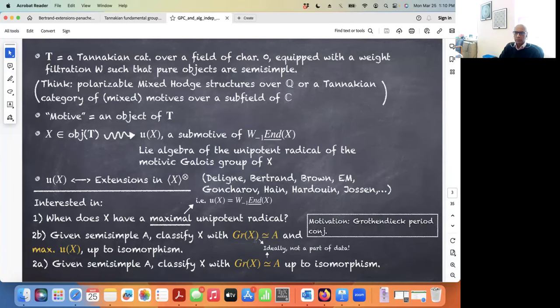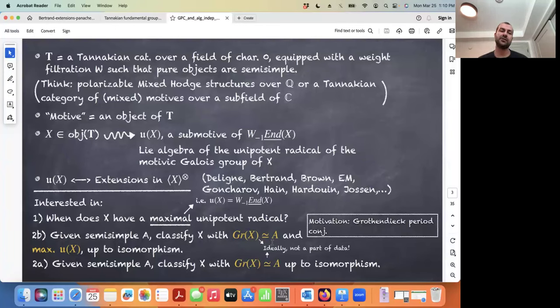Now, I'm actually more interested in the first problem, where you don't take that data into account, and you're really interested in classifying all X up to isomorphism. But that's an intermediate question, and this is going to appear later in the talk.